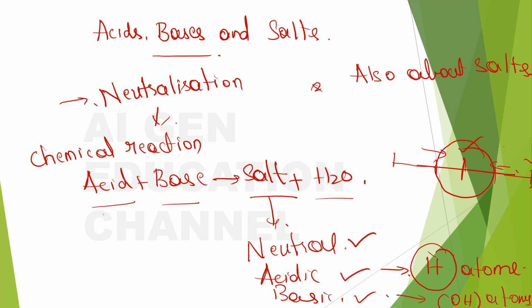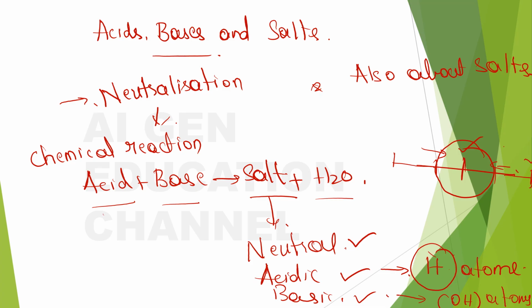So any salt will always tend to be neutral. It means that it can't be exactly neutral, but it will be near to neutral. This can be to the acidic side or to the basic side. If it is to the acidic side, it will depend on the replaceable H atoms, and if it is to the basic side, it will depend upon the number of OH atoms that can be considered replaceable.